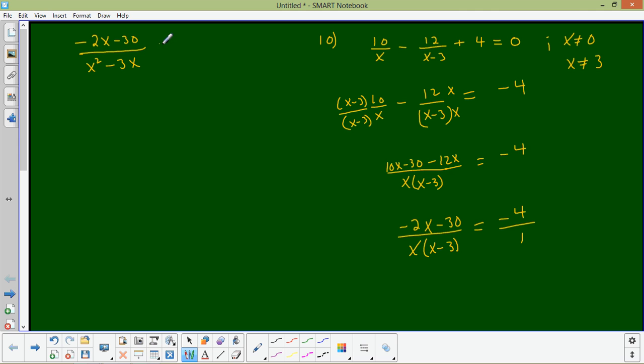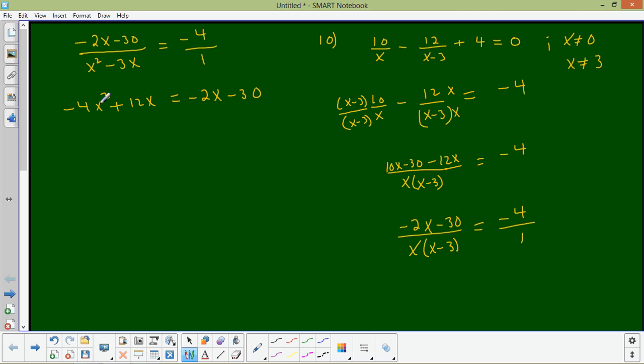And then the right-hand side, of course, is a minus 4. I already put it over 1, and probably you see where this is going now. This is going to go to a cross multiplying situation. So we get negative 4x squared plus 12x equals negative 2x minus 30. So that's on the cross multiplying, right?